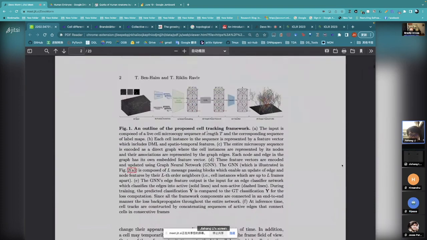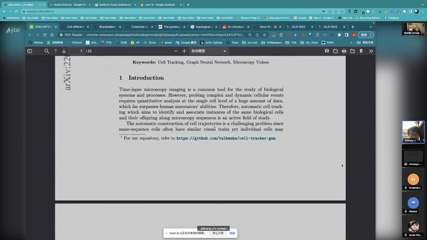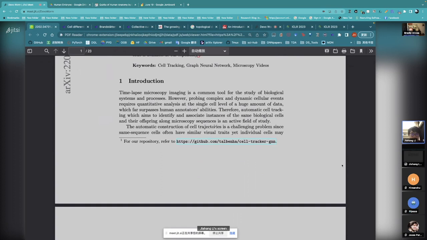For example, cell tracking is a very important task, and essentially in this task you want to build some cell trajectories which connect cells across adjacent frames. For example, you have a microscopy video, and you sample frames, and for each frame you have a lot of cells, but you only have the pixels or the image patches of the cells.